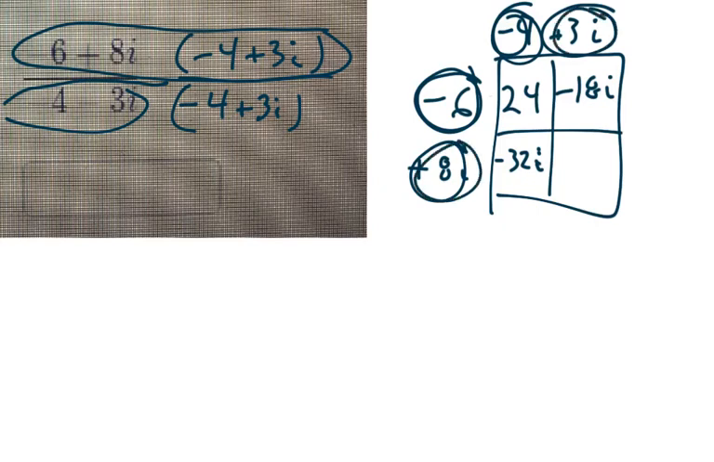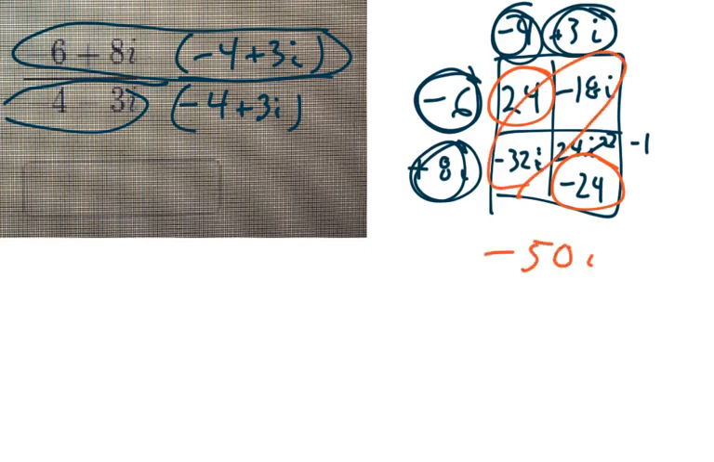3i times 8i, 24i squared, but with i squared negative 1, that's negative 24. Oh, look what happened this time, guys. 24 minus 24 is 0. The only thing we have is a negative 50i.